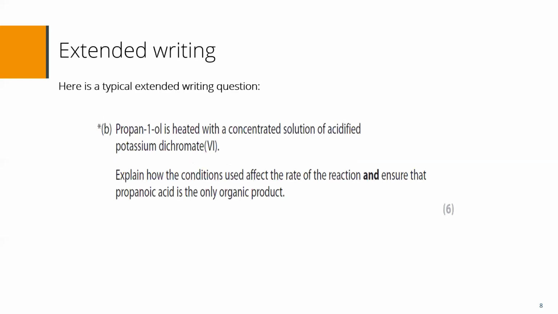Okay, there's a typical extended response question. Explain how the conditions used affect the rate of reaction and ensure that the propanoic acid is the only organic product. And you see it's worth 6 marks. Now you notice at the top left-hand corner of B in brackets, there's a star. And that means that it's one of the questions that are marked in a particular way. And I'll show you the way.